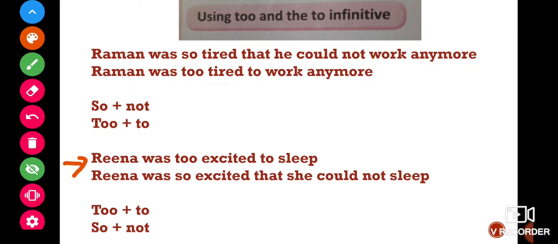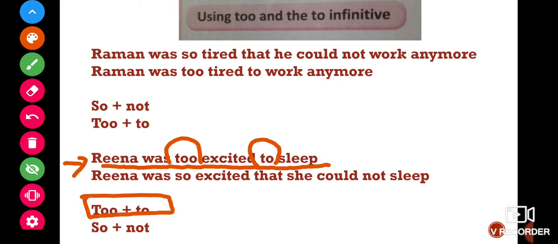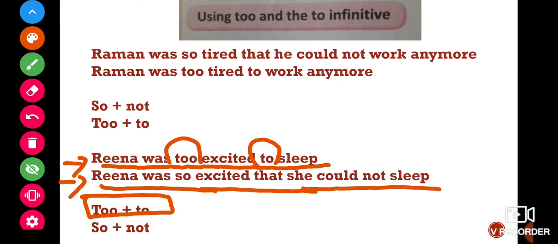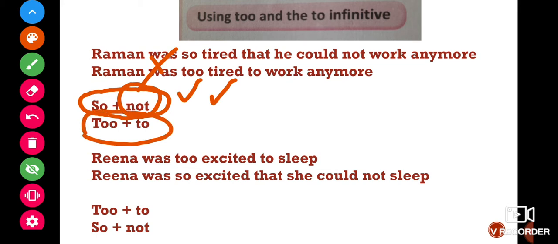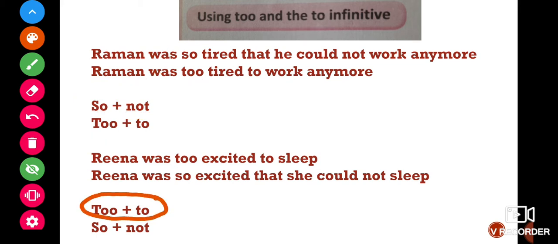Let us see one more example. Reena was too excited to sleep. So here we just have too plus to, like this. In the second sentence, Reena was so excited that she could not sleep. So here we have so plus not, like this. So this is the rule. Whenever we have so plus not, we have to remove the word not and add too plus to. If we have too plus to, we have to introduce the word not with so. Only then our sentence will be grammatically correct. Let us move ahead.